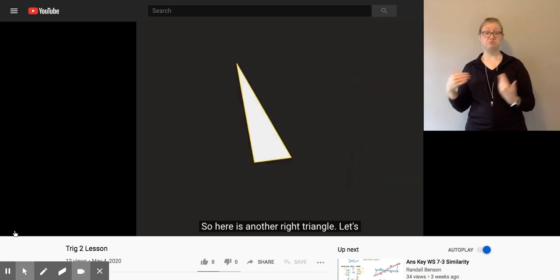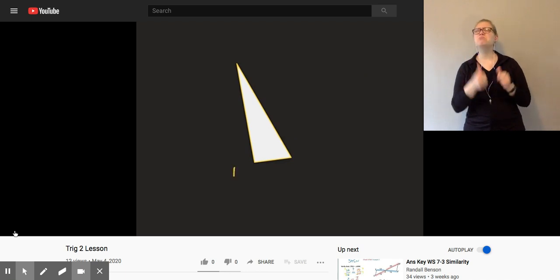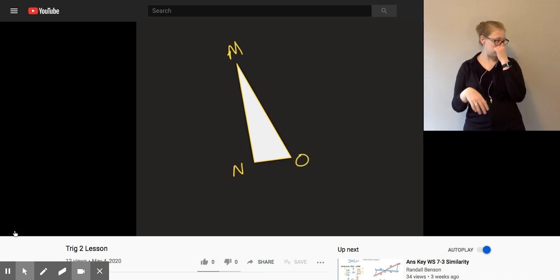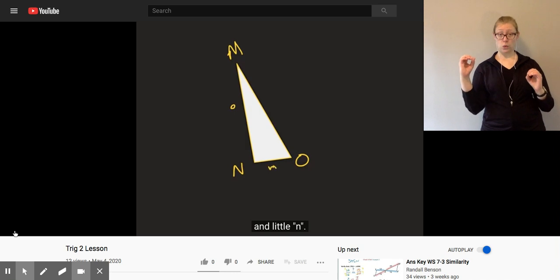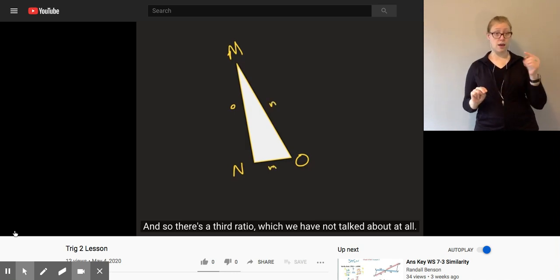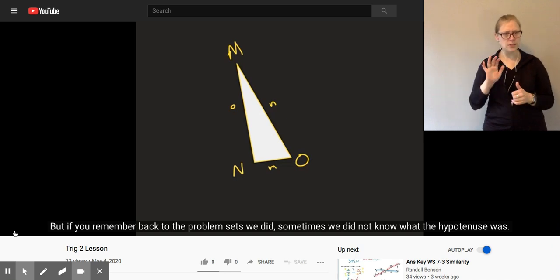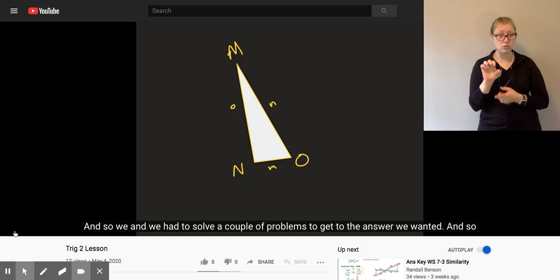So here is another right triangle. Let's see, what letters should we use for this? How about N, M, and O? So this would be little o, little m, and little n. And so there's a third ratio, which we have not talked about at all. But if you remember back to the problem sets that we did, sometimes we did not know what the hypotenuse was. And so we had to solve a couple of problems to get to the answer we wanted.